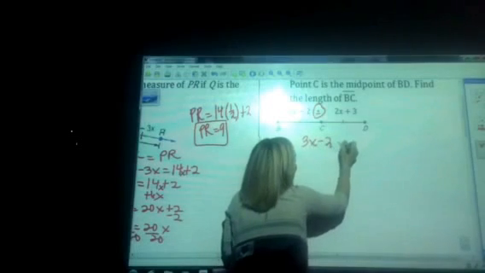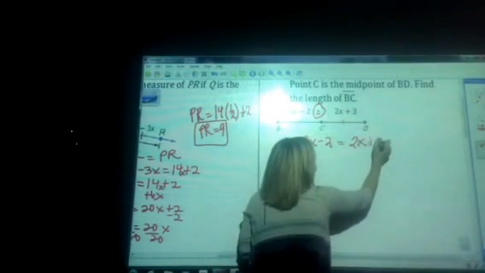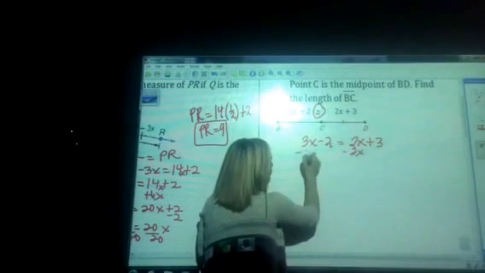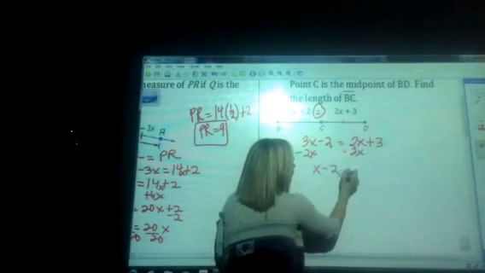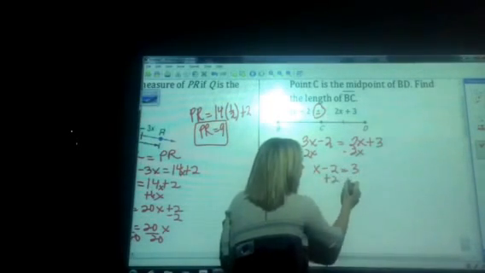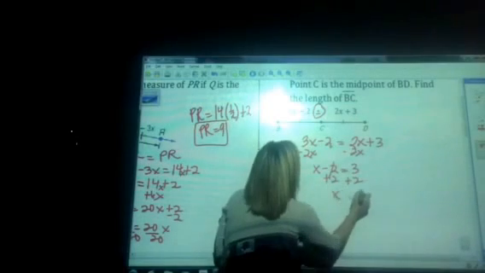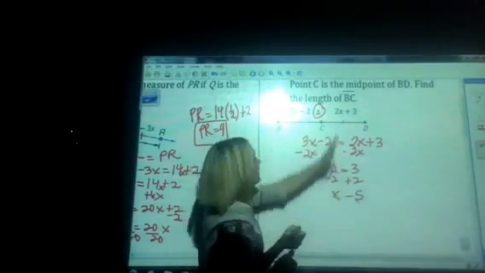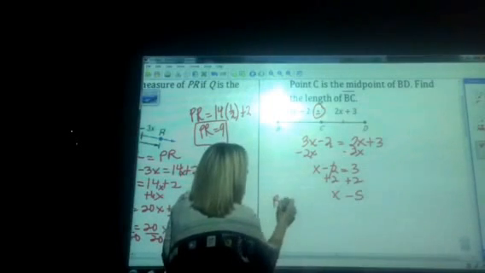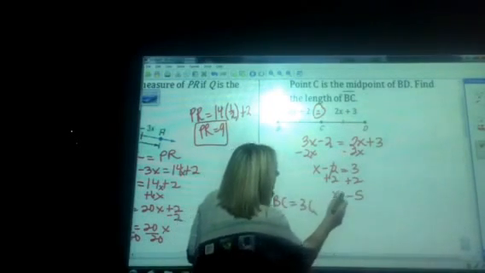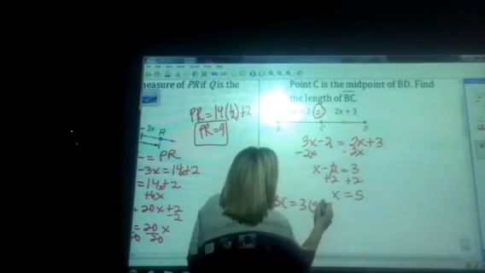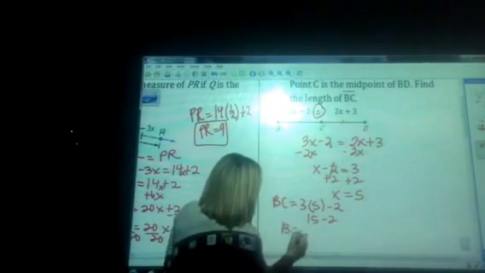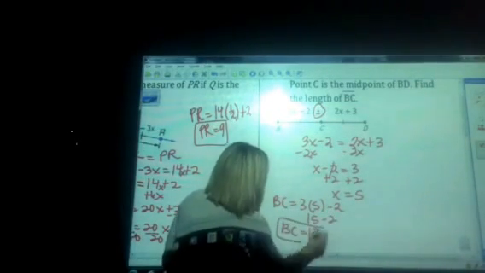3x minus 2 is equal to 2x plus 3. That is also another true statement. Minus 2x, minus 2x, x minus 2 is equal to 3, plus 2, plus 2, x is equal to 5. Okay, if I find the length of BC, it technically wouldn't matter which one you plugged it into. So BC would be equal to 3 times 5 minus 2, which would be 15 minus 2. So BC is equal to 13. Okay.